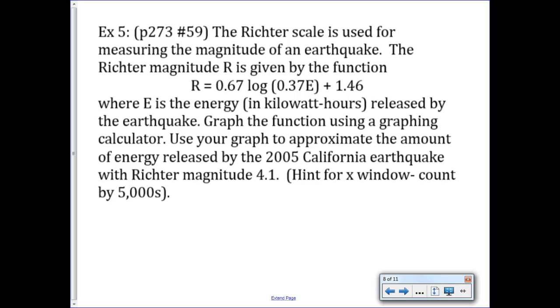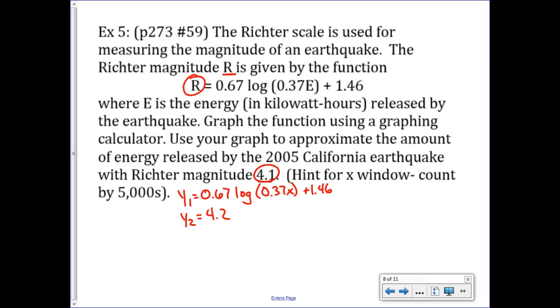So go ahead and pause the video, type in that equation, the 0.67 log of 0.37E. You'll use x as your variable and then plus 1.46. What I notice is that this 4.1 is the Richter magnitude. Richter magnitude is R. So that means that 4.1 belongs here. So I'm going to type in y1 as my 0.67 log of 0.37x plus 1.46. And then I'm going to type in y2 is 4.1.